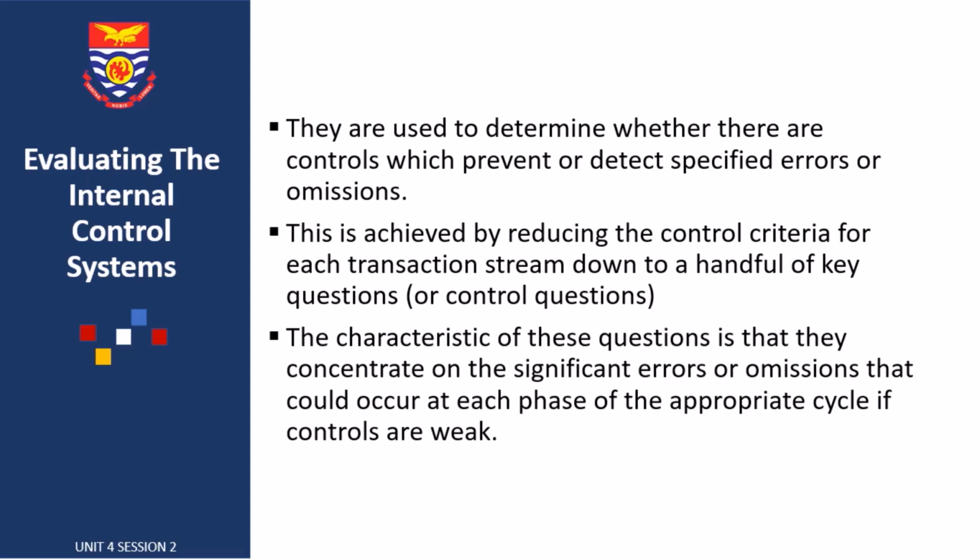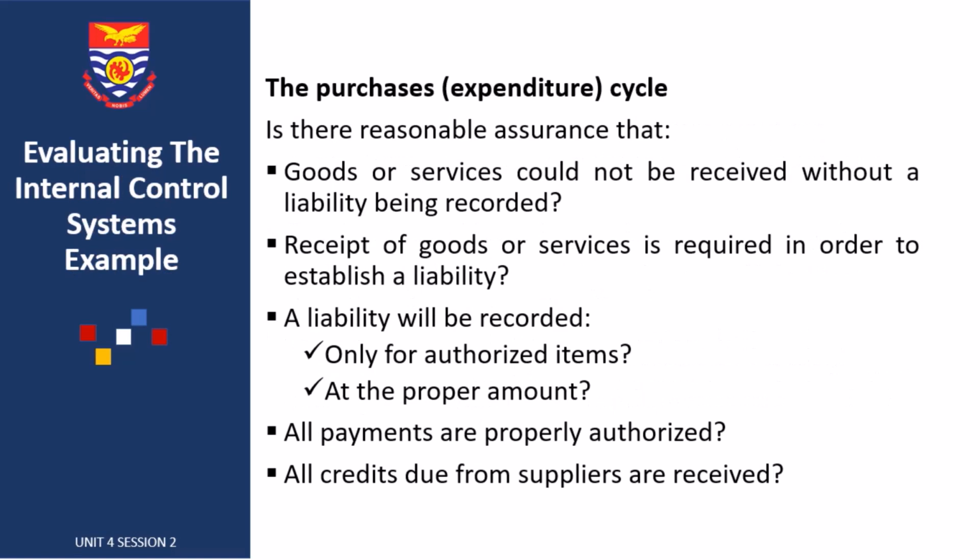So in the internal control questionnaires that were being asked, the focus is on the significant errors or omissions that might occur at each stage of the appropriate cycle, and if the control systems are weak, then they try as much as possible to make them stronger or improve upon them. So let's look at the internal control systems. An example has to do with the purchase expenditure cycle.